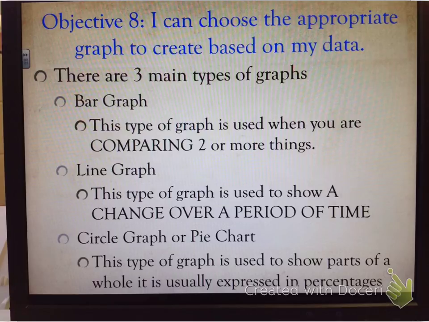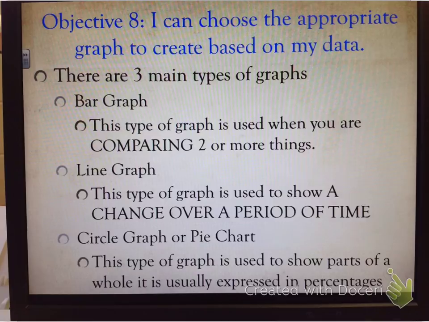The second type of graph is a line graph. The line graph is a type of graph that we use whenever we're showing a change over a period of time. So just like with Sarah's car, it showed the value of her car in 1 year, and then as the years went on and there was a change or a period of time, her car value decreased. That's when we use a line graph.